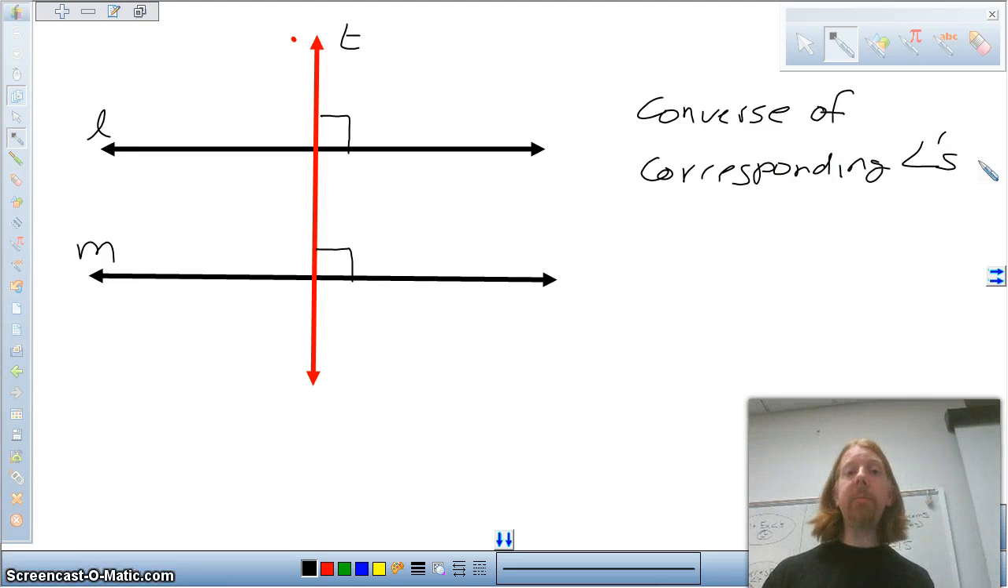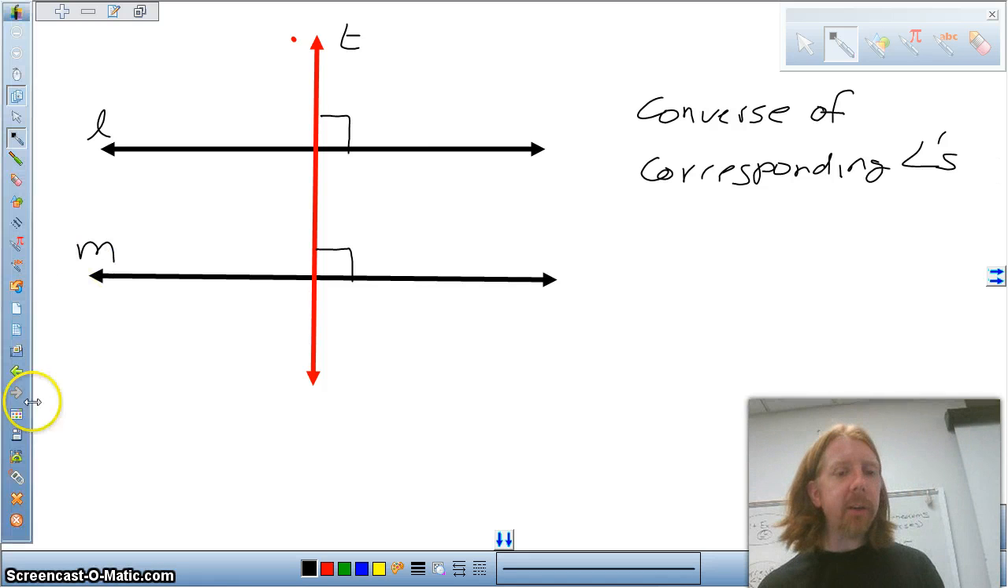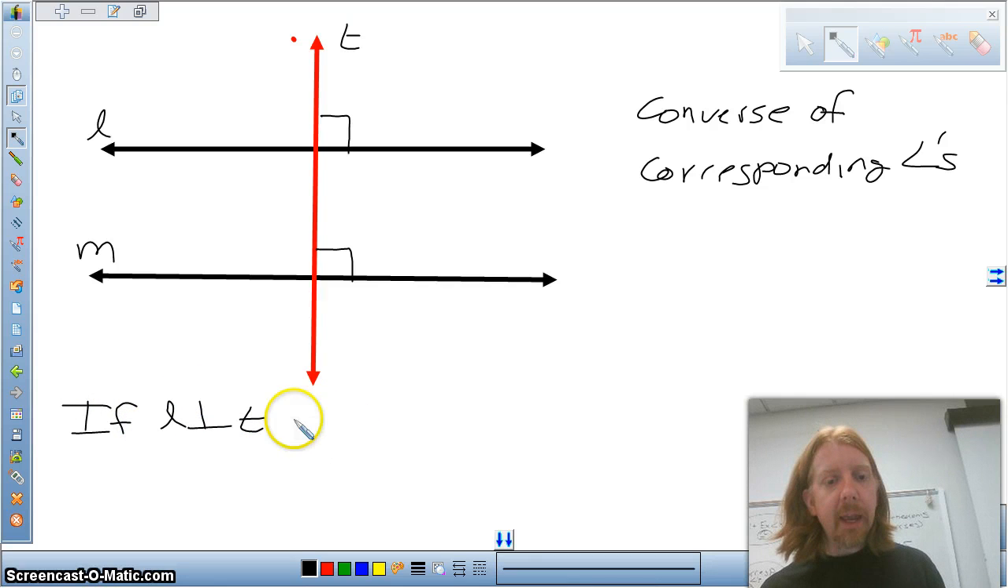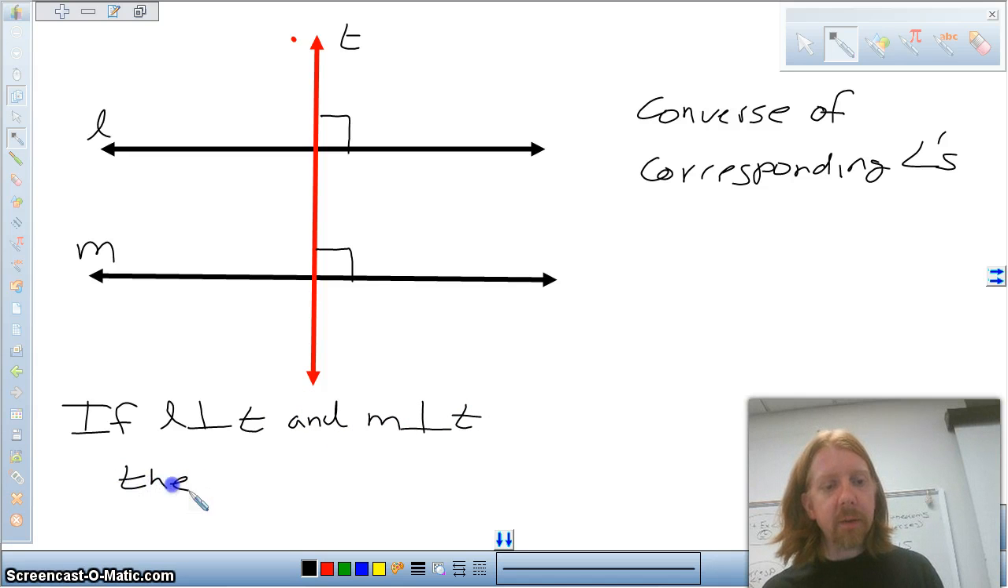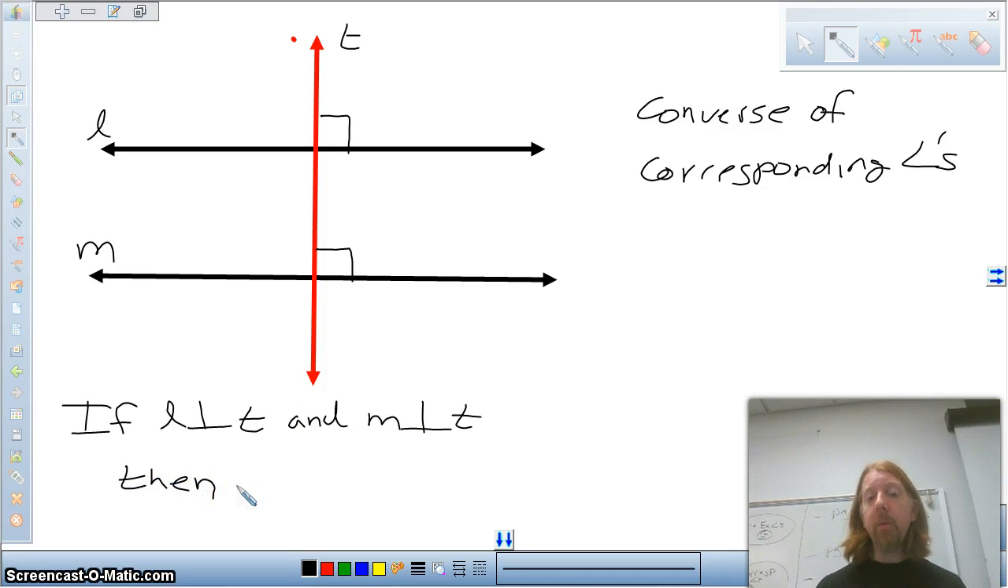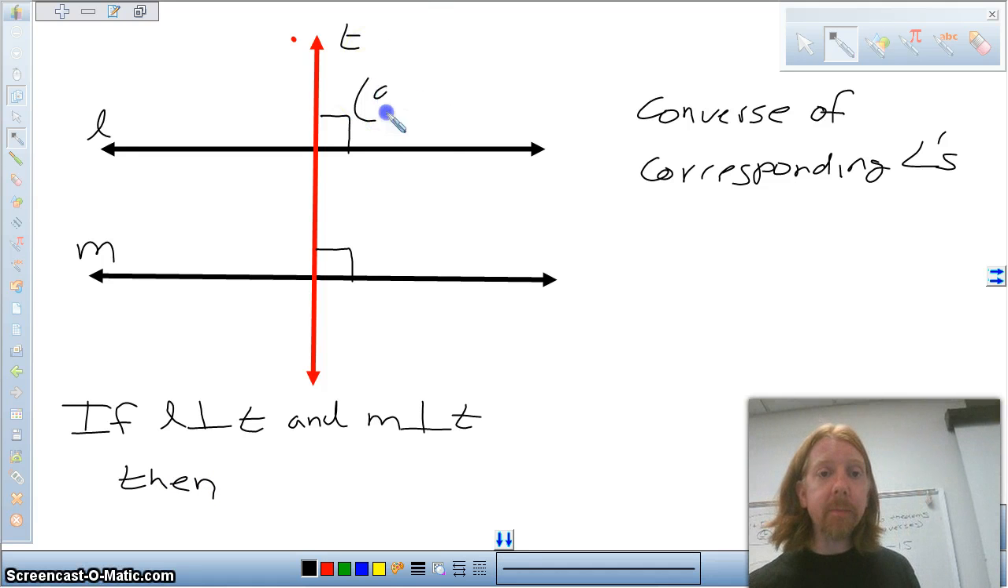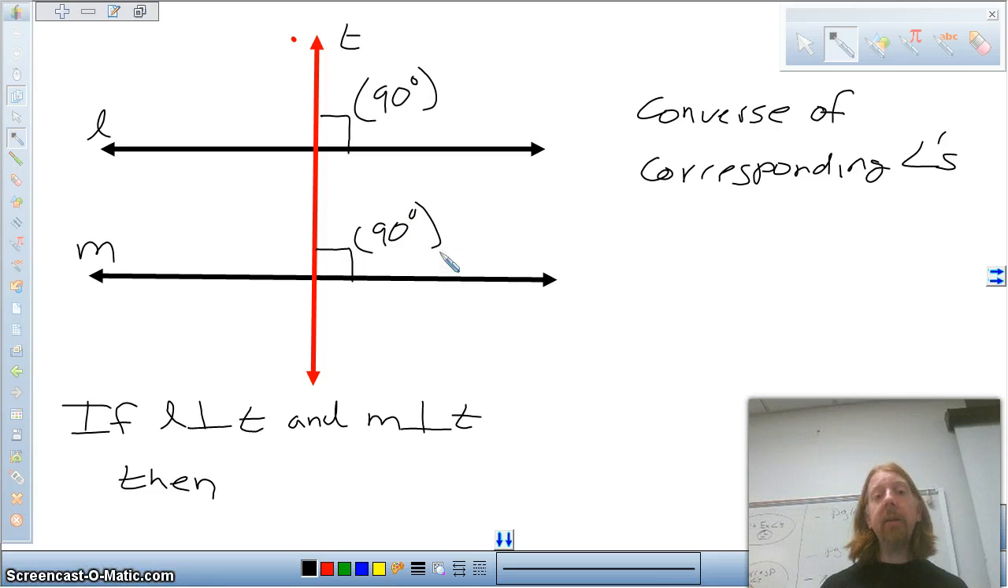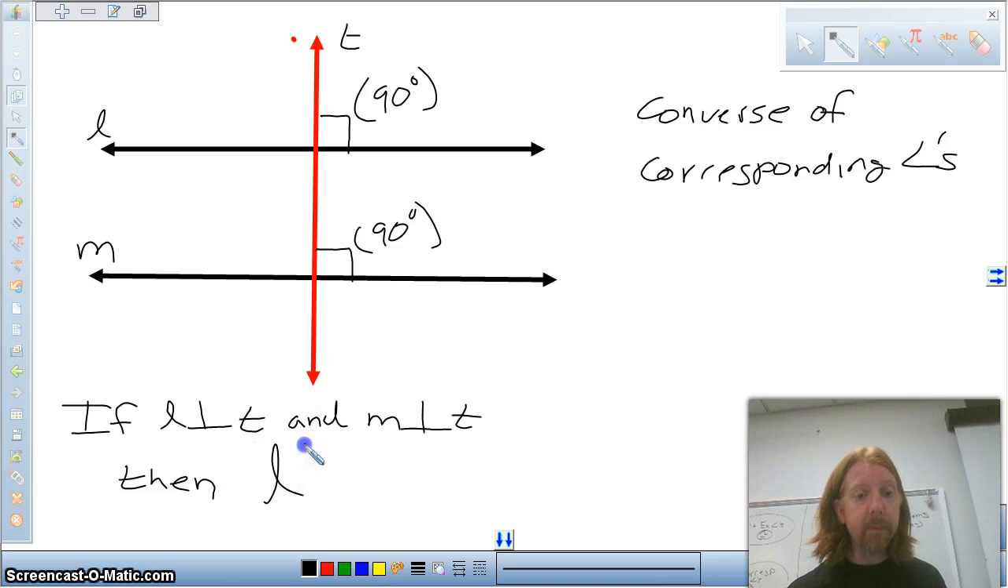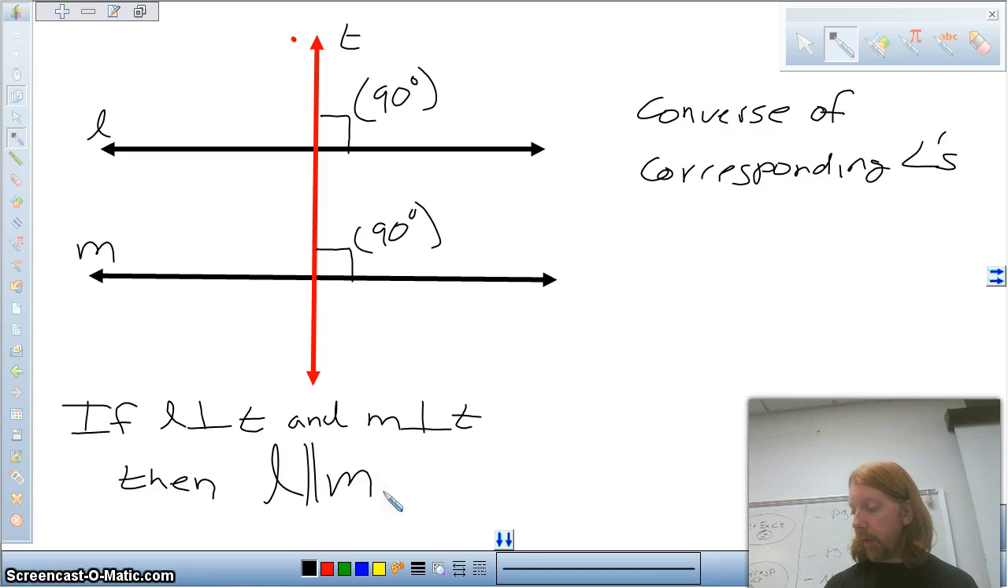The converse of corresponding angles is the postulate that tells us if the corresponding angles are congruent, then the lines are parallel. In this particular example, I'm saying, however, that if L is perpendicular to T and M is perpendicular to T, then, and now I'm looking for a consequence. Well, I've got the corresponding angles are congruent. That comes from them both being 90 degrees. It makes sense then that I can say that these lines are going to be parallel. That would be a logical consequence.